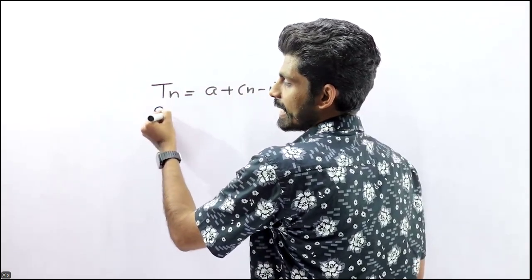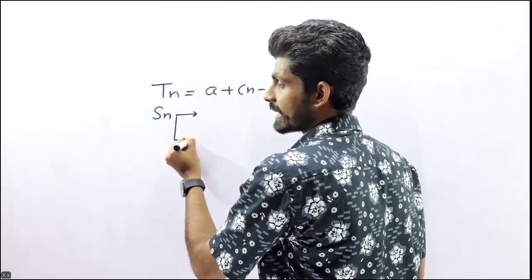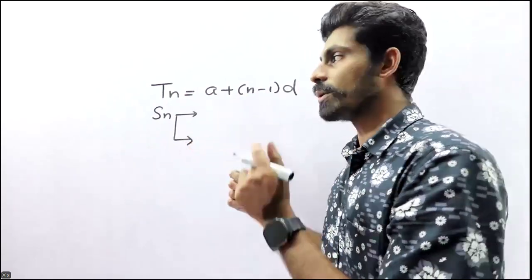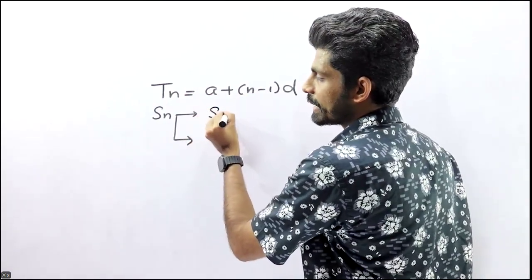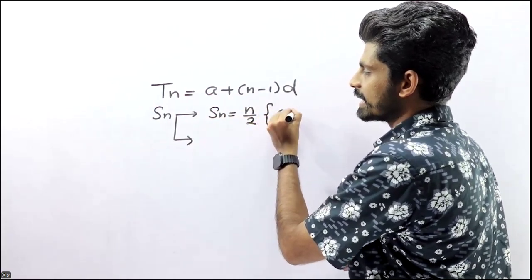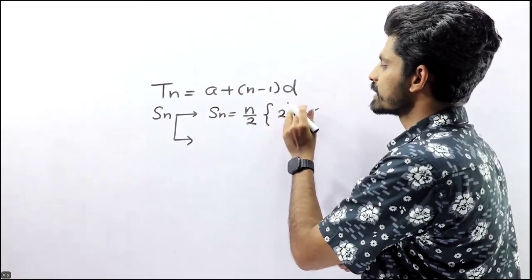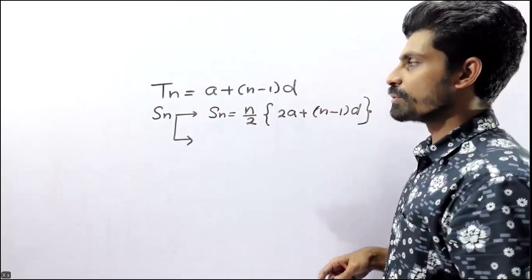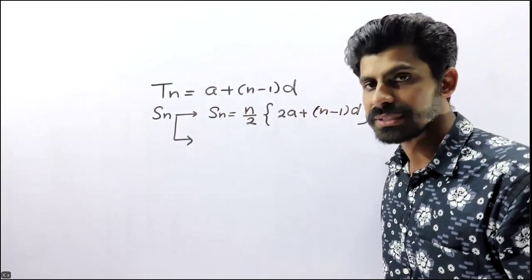Now for Sn, there are 2 equations. If you need to find the total, Sn equals n divided by 2, 2a plus n minus 1 into d.